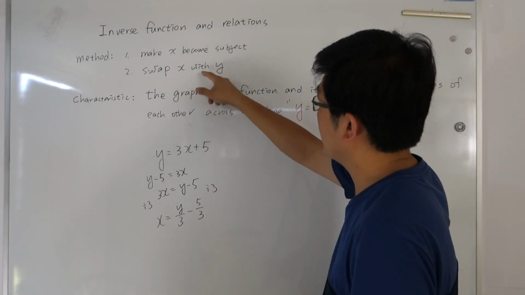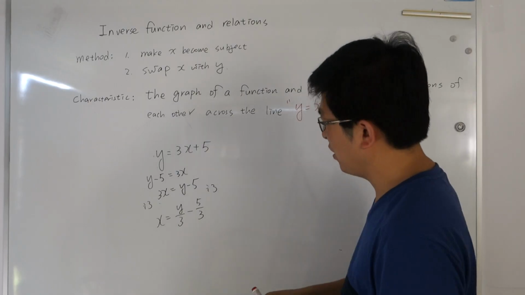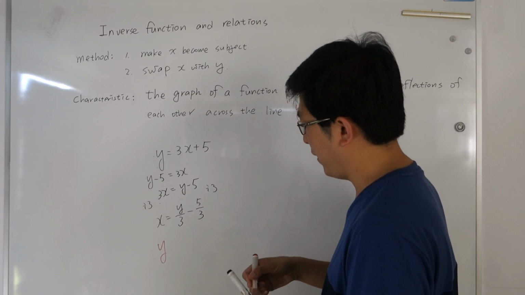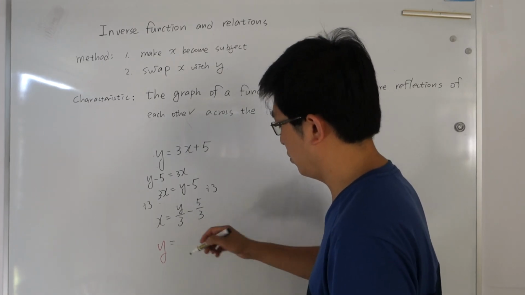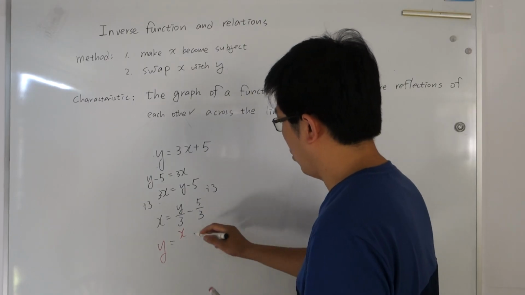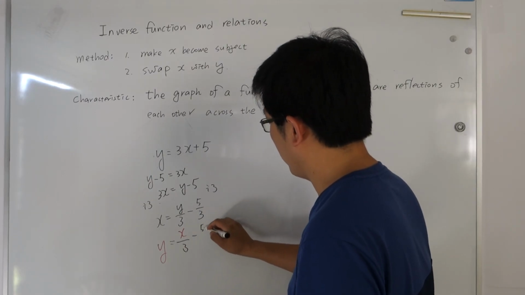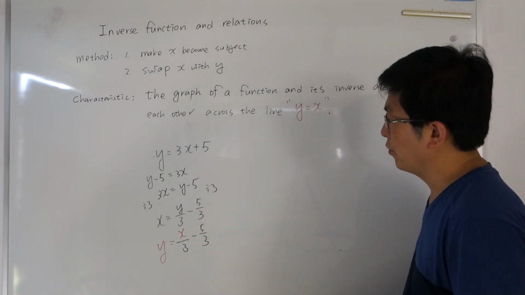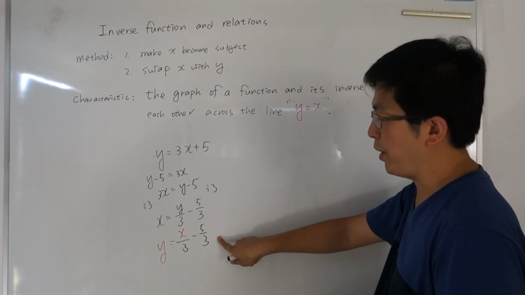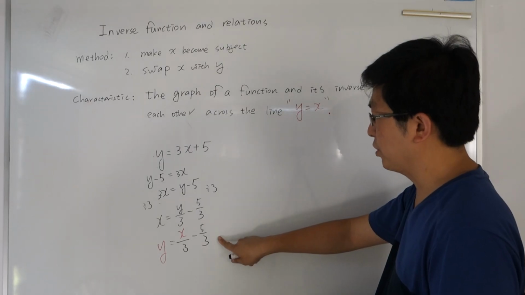Step 2, swap x with y. So x becomes y, and y becomes x. So y equal to x over 3 minus 5 over 3. So the original function's inverse function is y equal to x over 3 minus 5 over 3.